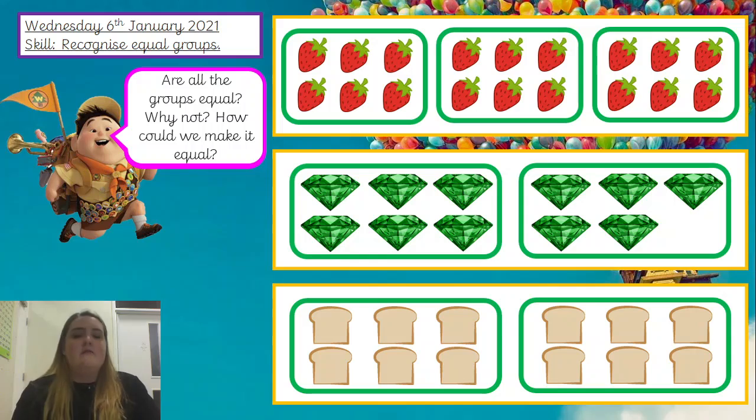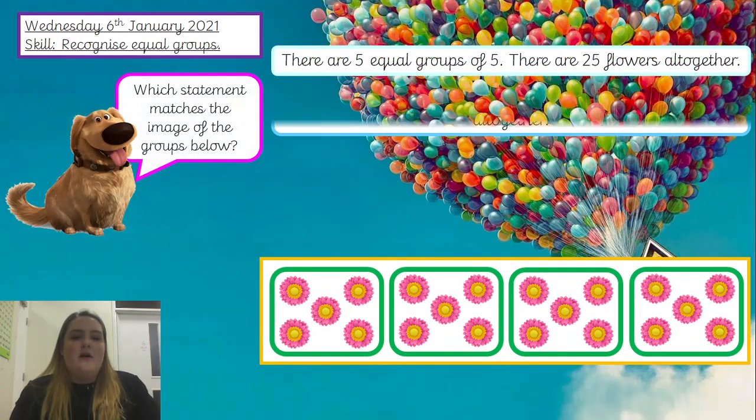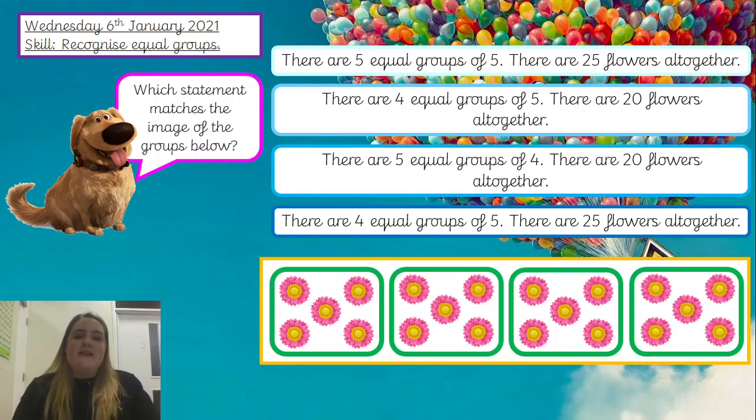we could actually add another emerald in. So we could turn that 5 into a 6. So we could draw another emerald in. Okay, so I now want you to think then, which statement matches the image of the groups below?